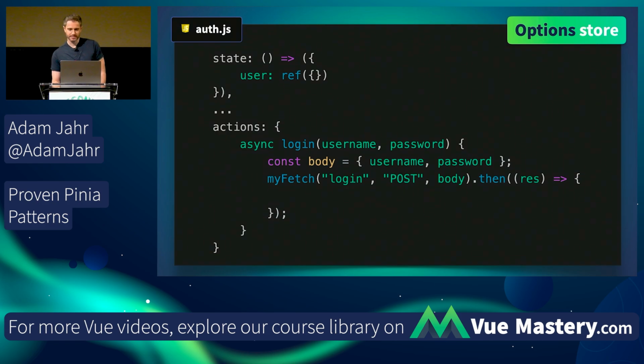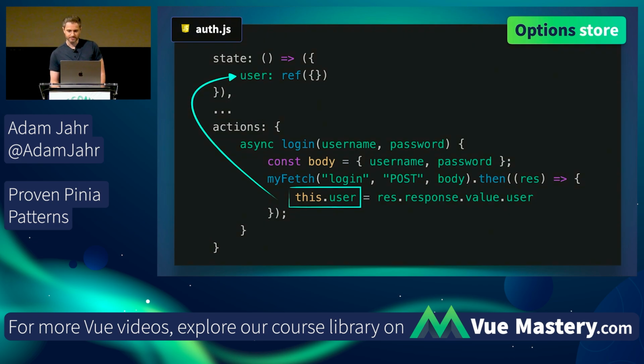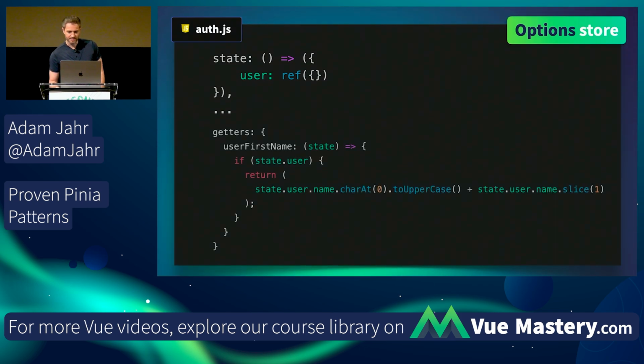Now, if we're in a store itself, we have access to state properties in our actions and getters. But there are some considerations to keep in mind, as things are different within option versus setup stores. In the option store, which you can see that we're in, our actions need to use this when we're accessing state. And within a getter in an option store, we're going to pass in the state to be able to access it.